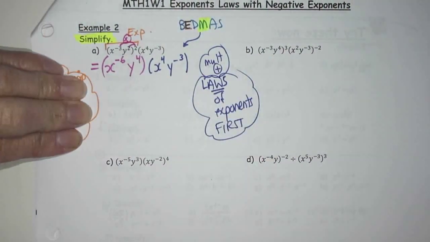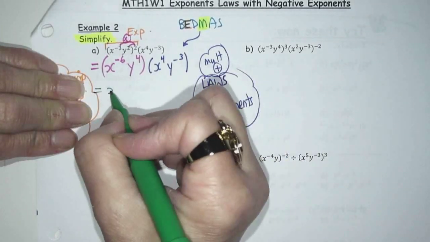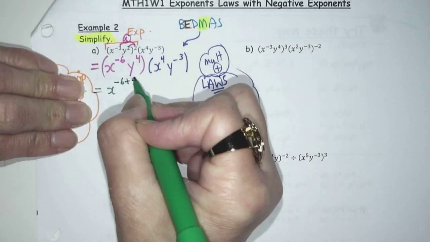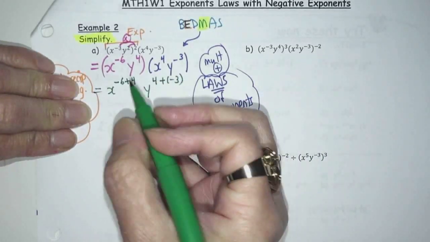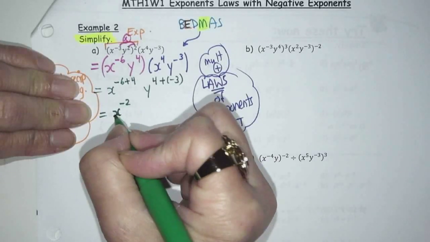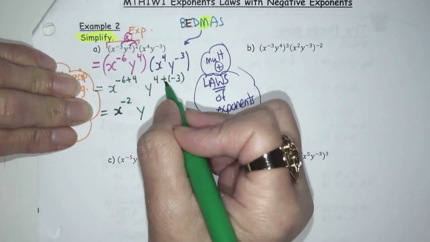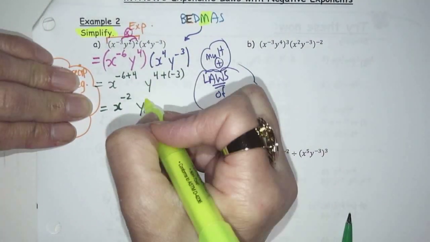So for this next step here, we're going to do the laws, which means multiply is add. So this will be x negative 6 plus 4, and y will be 4 plus negative 3. We're adding them. This gets me x to the negative 2, and this is y to the invisible 1, 4 plus negative 3. So again, don't write the 1. It's invisible.